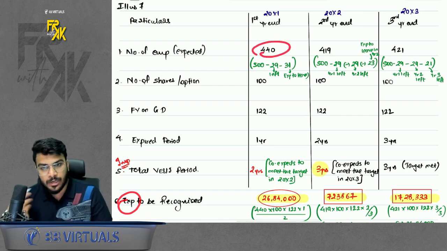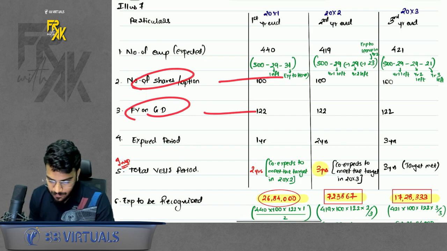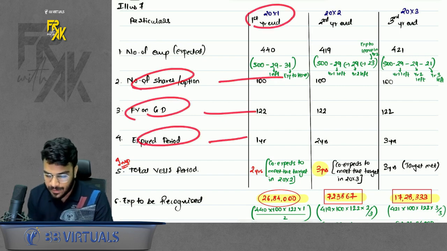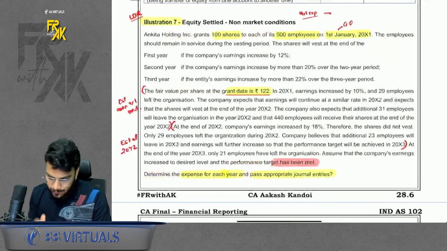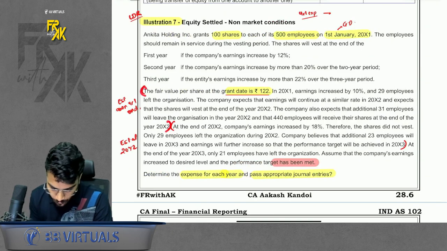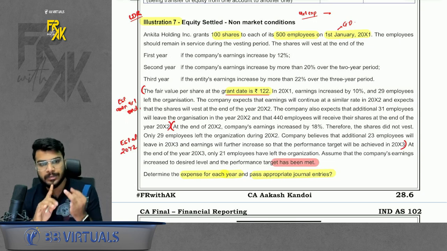So the number of employees you are already told, we take the expectation also. Then the number of shares is given, and the fair value at grant date we take. Now the expired period is till year one end. 1 year is expired. What about the total vesting period? Now, if you read the question carefully, in this paragraph the expectation of the first year is given. As on the first year, we know two things.